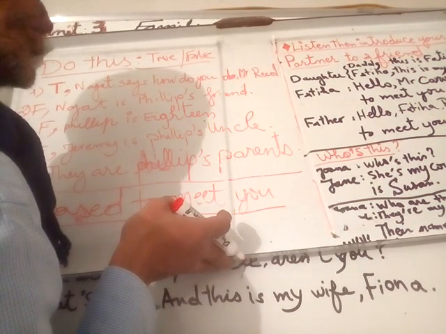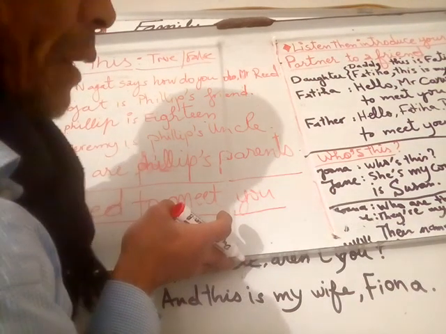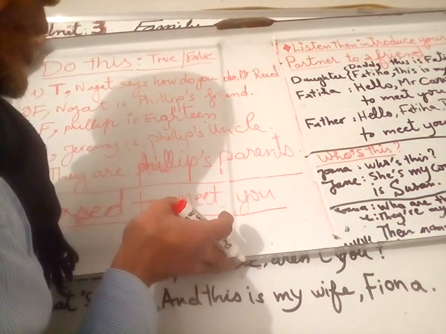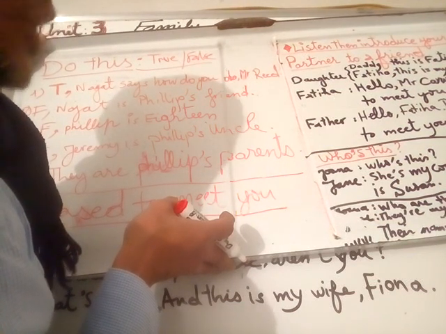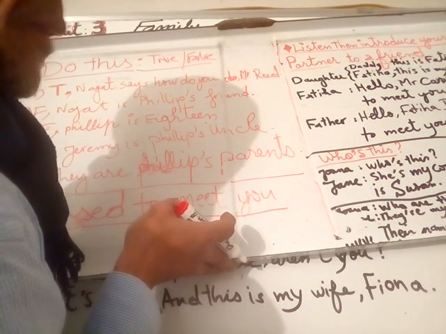Her name is Susan. Now let's go to the other conversation between the same people, Joanna and Jane. So Joanna says, who are these? Jane says, they are my grandparents.